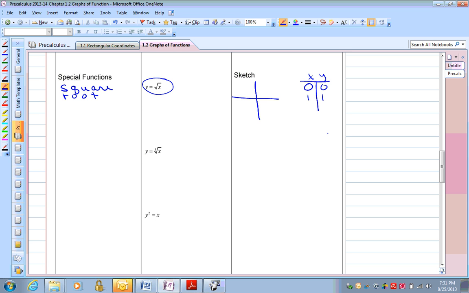And then we're going to pick carefully to make it easy on ourselves. So I'm going to pick 4 because the square root of 4 would be 2. And there's a few points for us to start sketching our graph. So we would start at 0, 0. We would have a point at 1, 1. And then we would have a point out here at 4, 2. And our graph would look something like that.